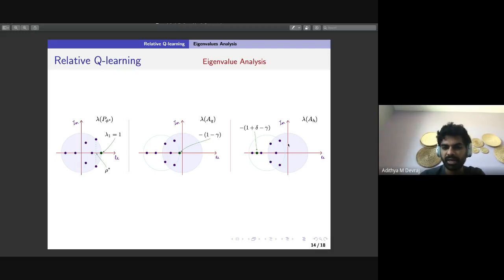Now the most problematic eigenvalues for this relative Q-learning algorithm become these two eigenvalues over here, which have the same real parts. Okay. That basically summarizes the technique we're using here.